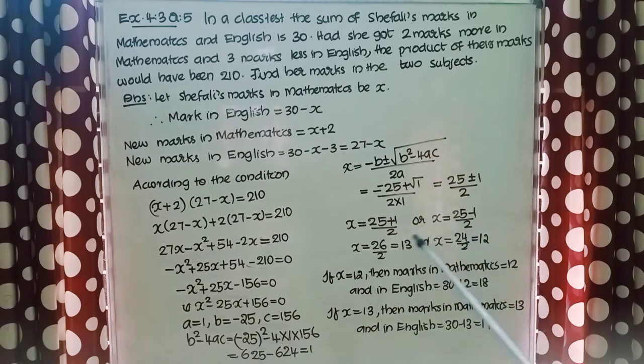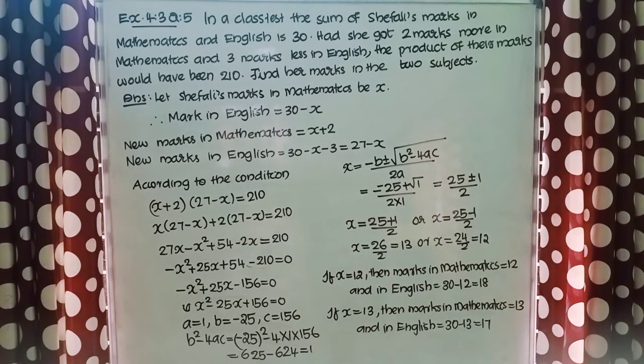Here we have got both values positive, so we can take both values. If we are taking x = 12, then the marks in mathematics is 12 and the marks in English is 30 − 12, that is equal to 18. If x = 13, then marks in mathematics is 13 and marks in English is 30 − 13, that is equal to 17.